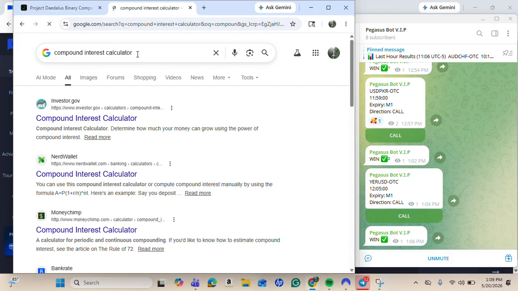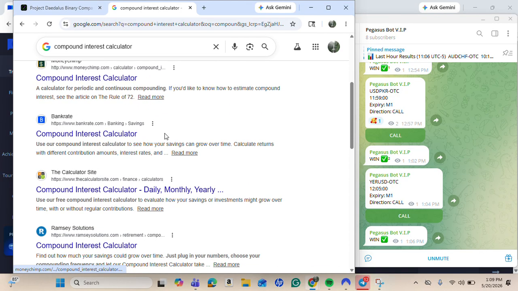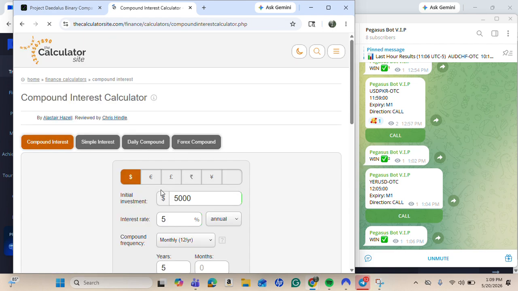Compound calculator, right? The one I normally use is this one. Over 30 days, you put in your capital. Say right now we're gonna do $100.